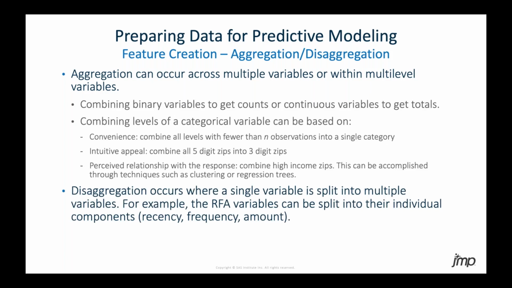combine those. So disaggregation is just the opposite. Disaggregation is when I split up a variable. Honestly, I think of this more as what happens before preparation. This is a case where I've got a column, and that column really can be split out because of the characteristics of the column. The RFA variables in the direct mailing data set could be split up into a recency, a frequency, and an amount, and it's just the way that variable is created.